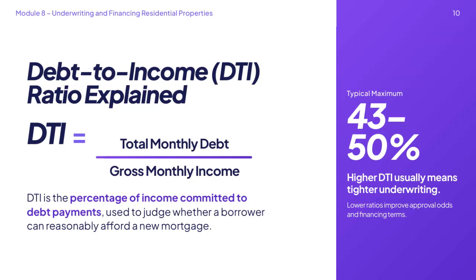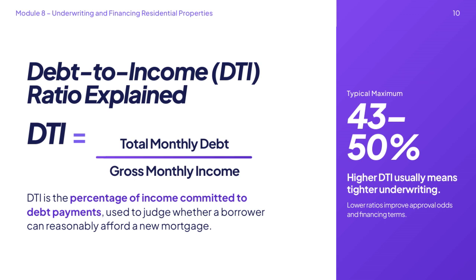Let's talk about the debt-to-income ratio, or DTI, which is a crucial factor lenders use when deciding if a borrower can afford a new mortgage. Essentially, DTI is the percentage of your gross monthly income that goes towards paying your monthly debts. This includes things like credit cards, car loans, and other obligations. To calculate it, you take your total monthly debt payments and divide that by your gross monthly income. For example, if you earn $5,000 a month and have $2,000 in monthly debt payments, your DTI will be 40%.